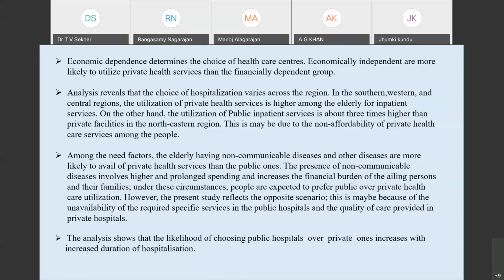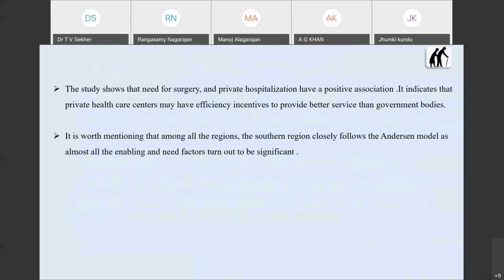This is maybe because of the unavailability of the required specific services in the public hospital. So the elderly people having non-communicable disease tend to prefer private hospitalization over the public. The analysis also shows that the likelihood of choosing public hospitals over private increases with the increased duration of hospitalization. As the duration of the stay increases, people tend to prefer public hospitalization. This study also shows that the need for surgery and private hospitalization have a positive association in determining the choice of private hospitalization.